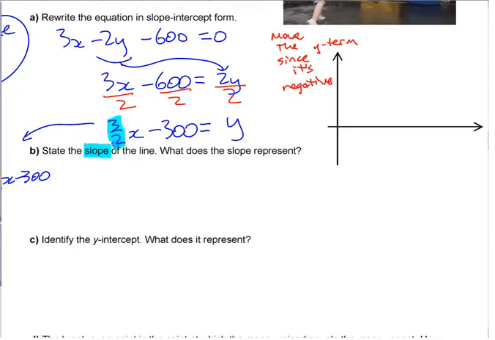What's the slope? This number, right? That's the slope. The number in front of the x is the slope. Slope is 3/2, or you could actually divide that, 1.5. What would the units on that slope be?